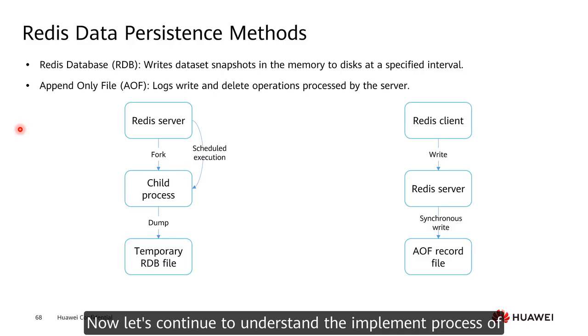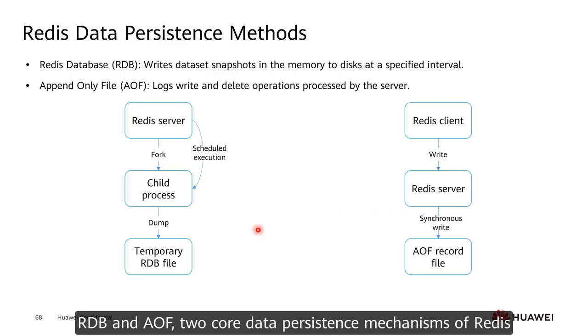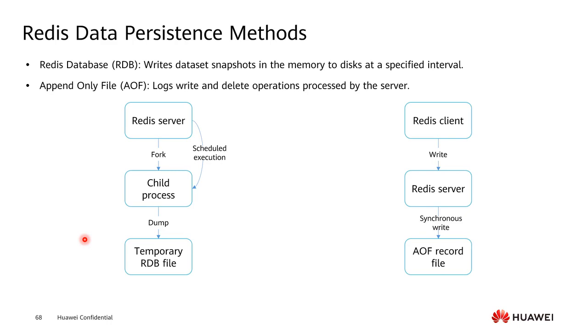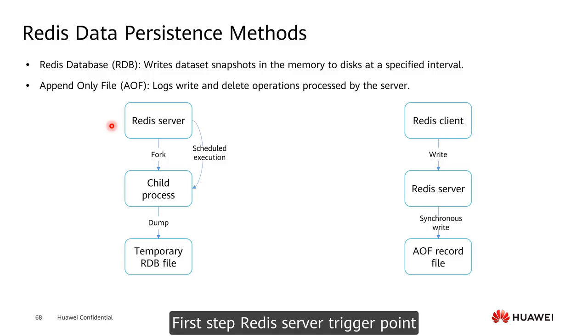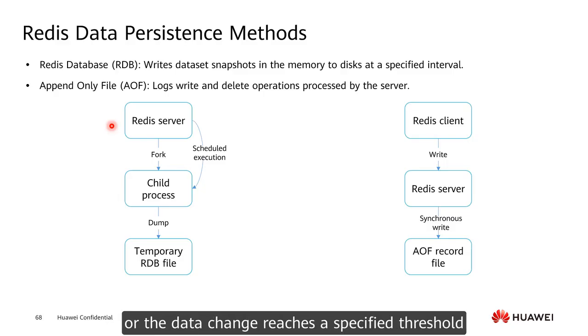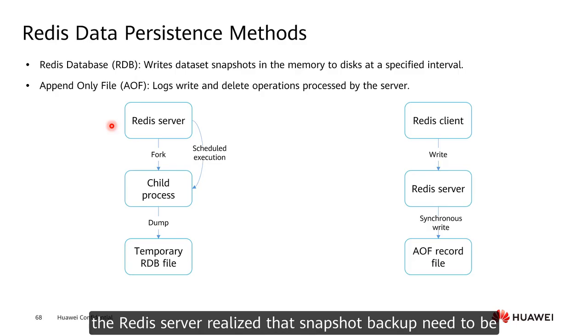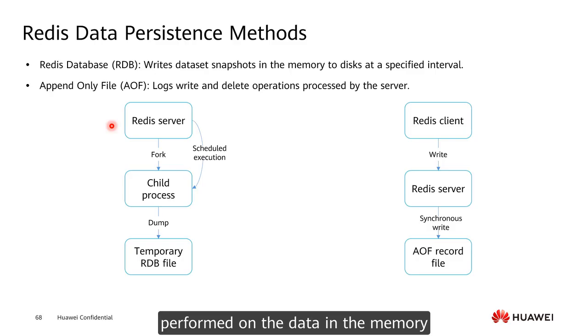Okay, now let's continue to understand the implementation process of RDB and AOF, the core data persistence mechanisms of Redis. First, let's see the implementation procedure of RDB. First step, the Redis server triggers a snapshot. When the preset time point or the data change reaches a specified threshold, the Redis server realizes that a snapshot backup needs to be performed on the data in memory.